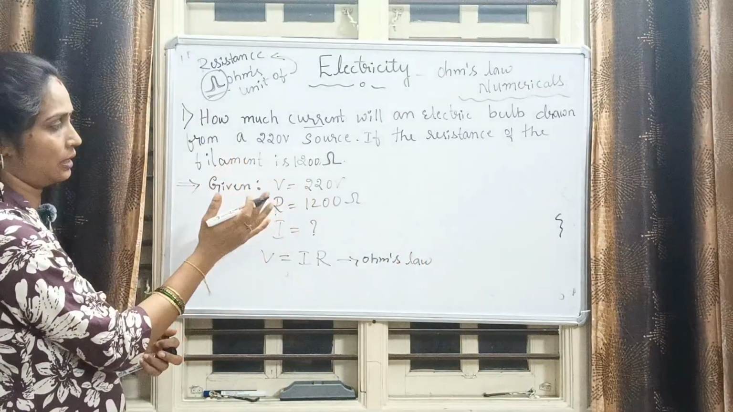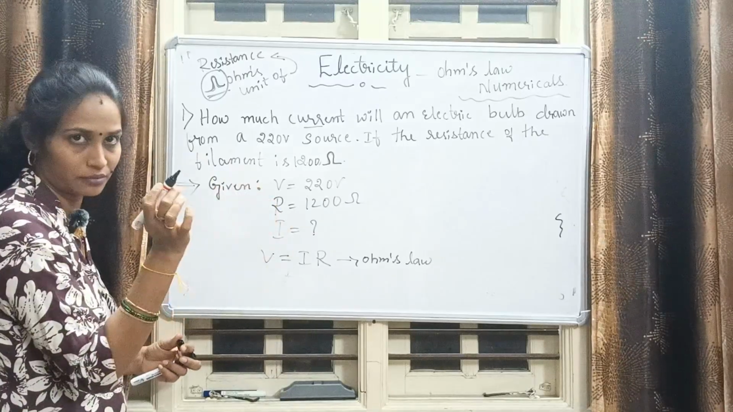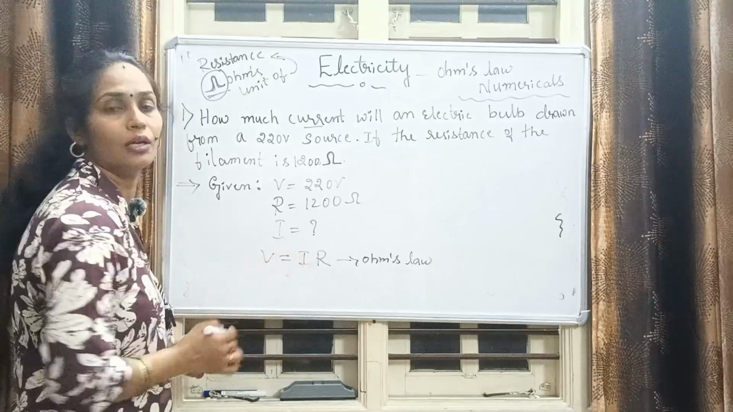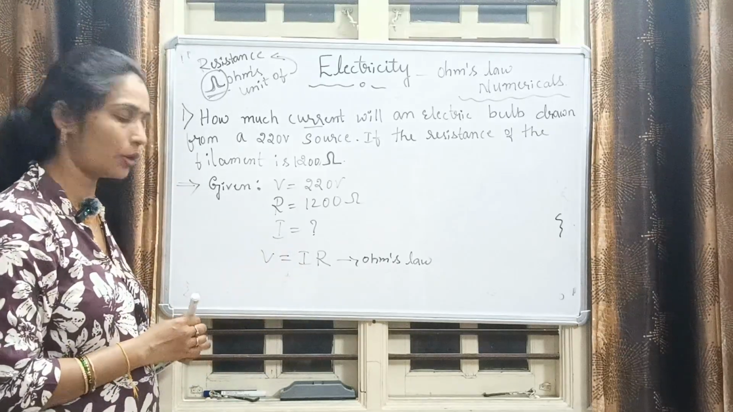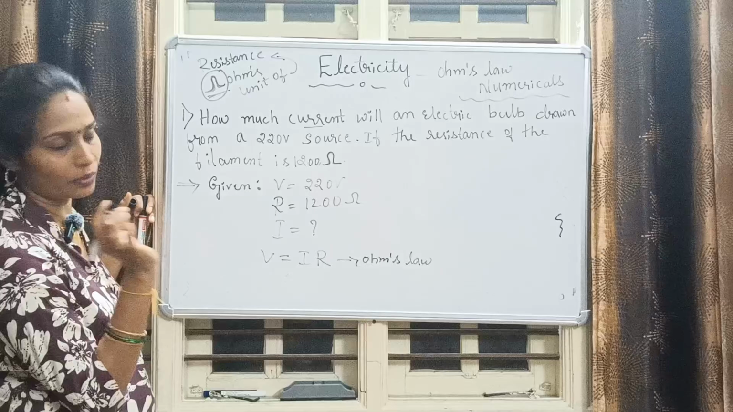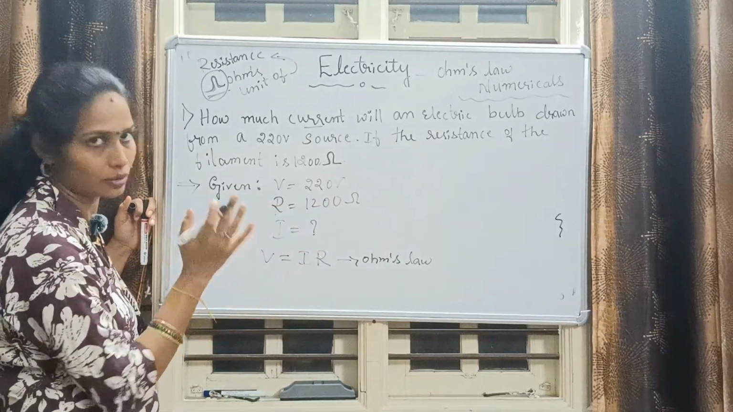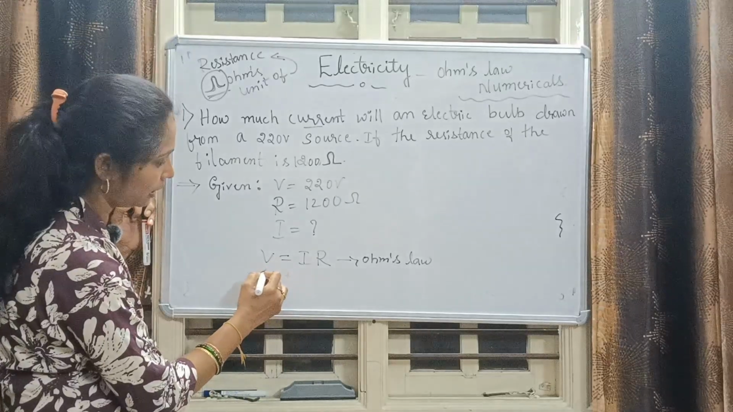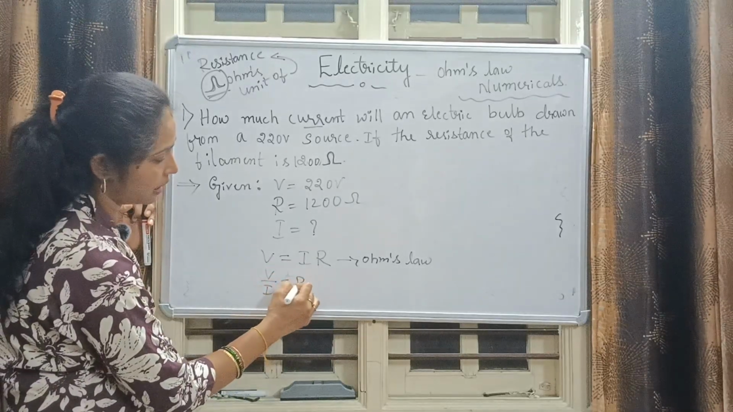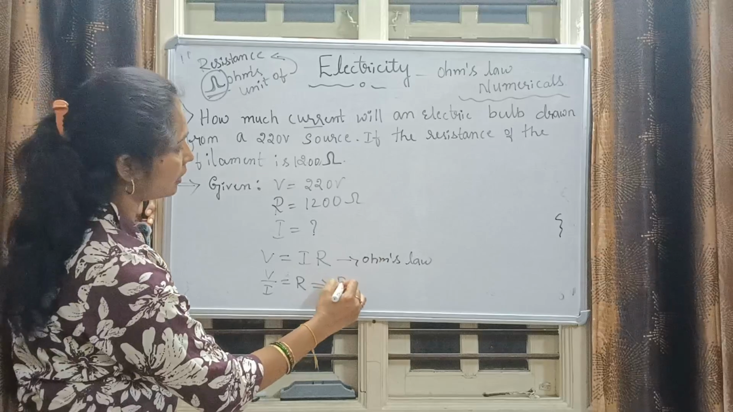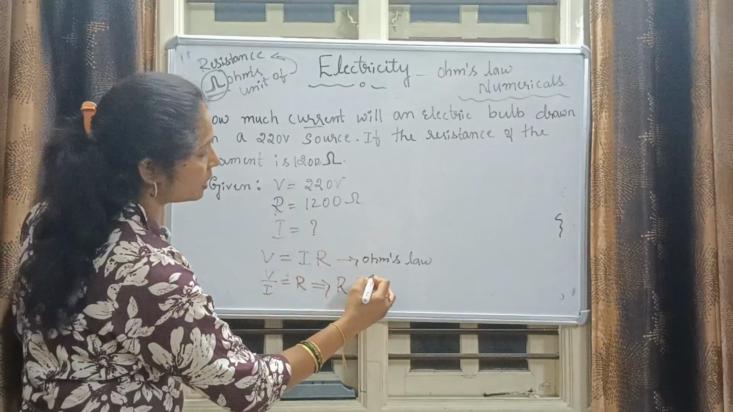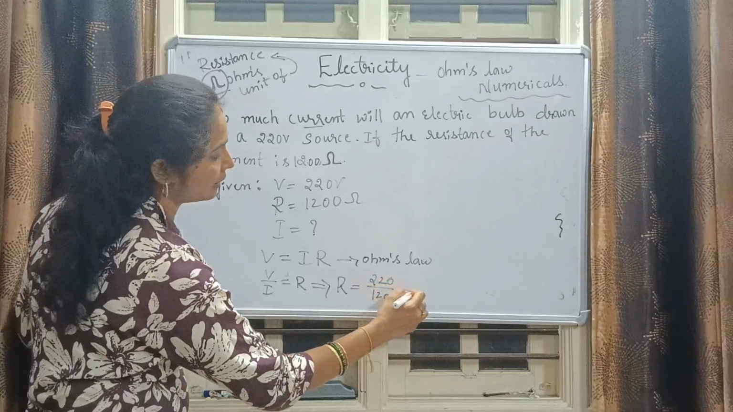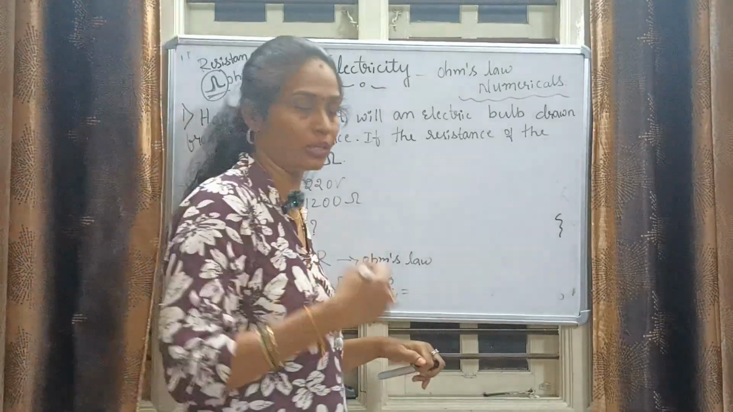Whenever the given data consists of V, R and I, definitely these problems are based on one law, that is Ohm's law. Directly write down the formula and easily calculate whichever terms are necessary. V by I is equal to R. It means R is equal to V, how much? 220 divided by 120, will get cancelled. How much will it come?